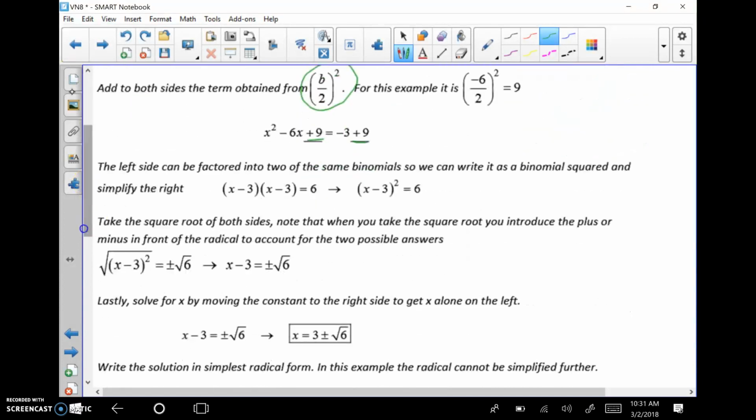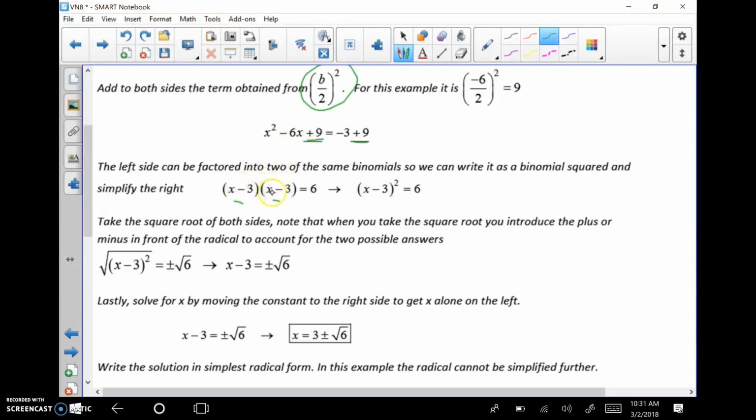Then, after we add that thing on both sides, the reason we do that is we get a new trinomial on the left, and it's what we would call a square trinomial because it factors perfectly to 2 of the same binomials. We factored a lot of trinomials, but they're usually not the same thing twice. This is why it's called completing the square, because it makes a square trinomial.